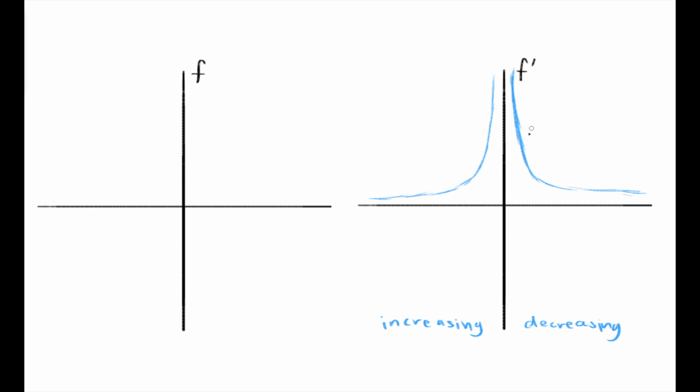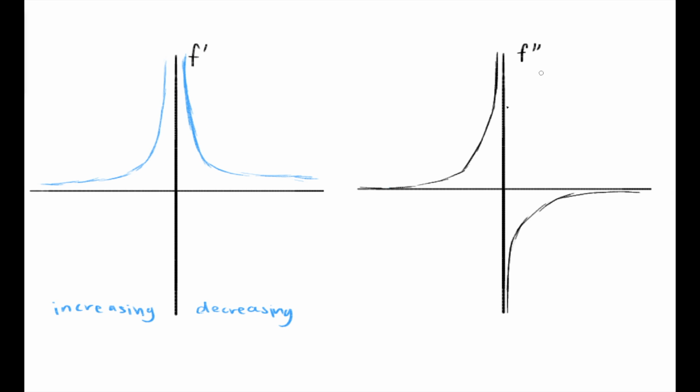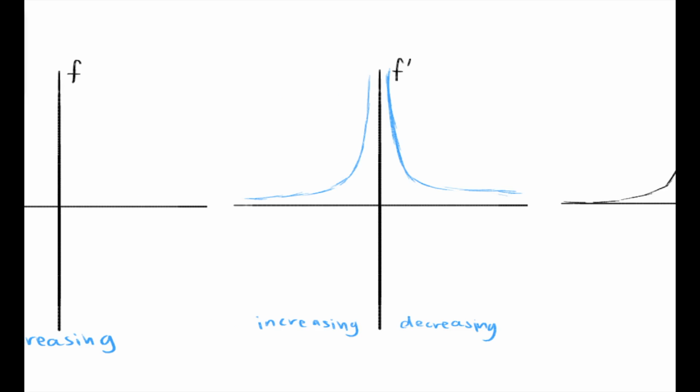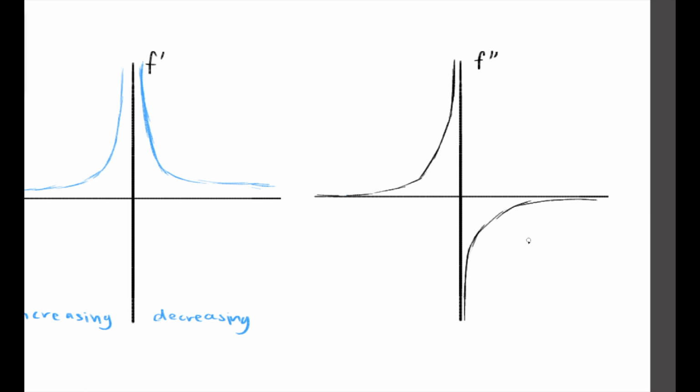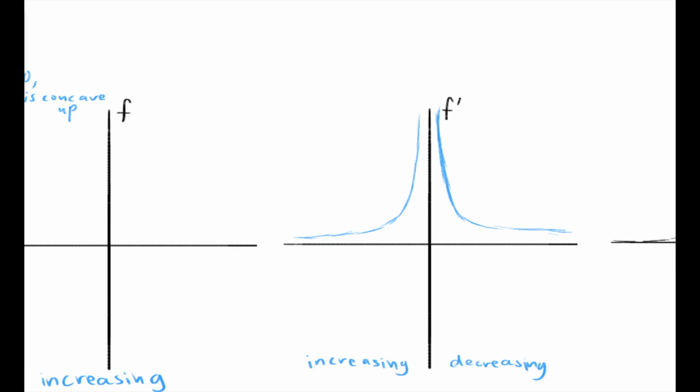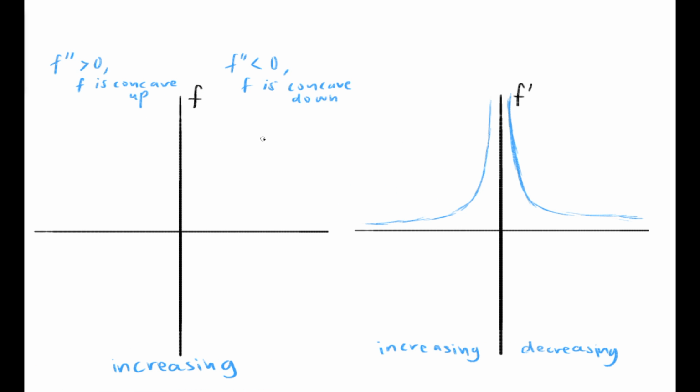To go from f prime to f, as you can see from f prime, the graph is always above the x-axis, so the graph of f is always increasing. From f double prime, you can see that since negative infinity to 0 is positive, the graph of f from negative infinity to 0 must be concave up. From 0 to positive infinity, the graph of f double prime is negative, so the graph of f from 0 to positive infinity will be concave down.